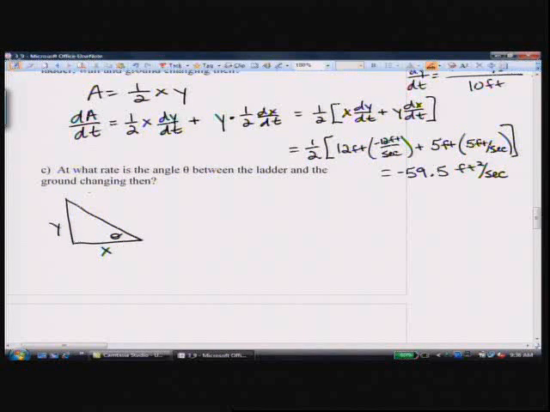Give me a formula that relates the angle theta. 13. And you want the ground changing. So you really don't want your formula to involve y because we're talking about the ground. Cosine? Yes. All right. Is that what you were thinking, Robinson?